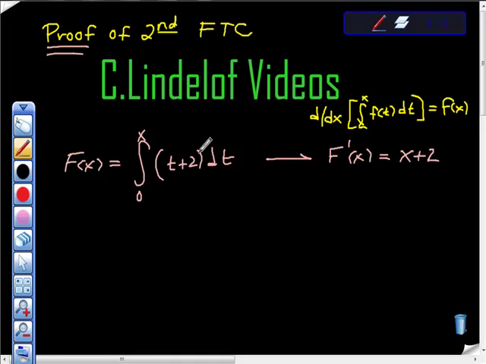So I'm going to integrate this a little bit. I'm going to rewrite this and do my integration. The integral of t is t squared over 2, isn't it? And the integral of 2 is 2t, isn't it? And we're going to evaluate that from 0 to x. So far, so good, I hope.